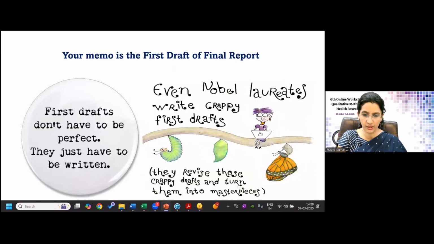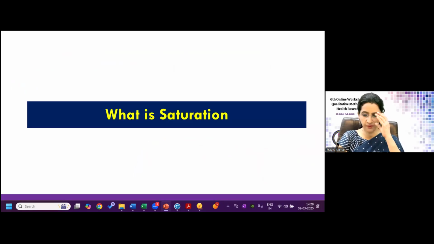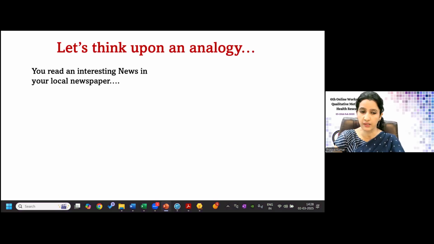Now coming to saturation. What is saturation? We have discussed previously that when in the last 3 transcripts no new codes are appearing, we call it saturation. But for that you need to be doing the data analysis simultaneously. Let's try to explain this with one analogy.